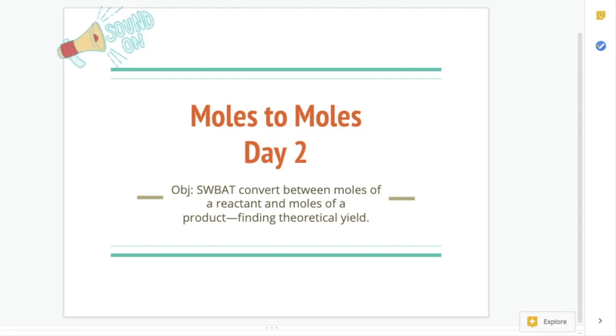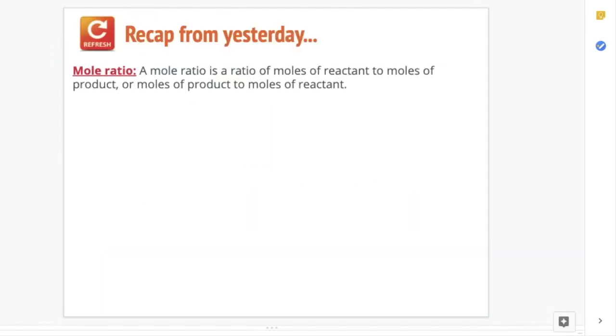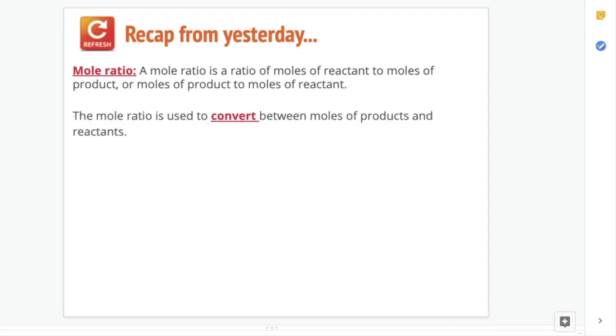By the end of today's lesson, you will be able to convert between moles of reactant and moles of a product again, but today we're gonna add on a few more steps. So let's do a quick recap of what we did yesterday. Yesterday, we learned what a mole ratio is. It is just the ratio of moles of reactant to moles of product and vice versa. We also learned that we can use this mole ratio to convert between moles of a product and moles of a reactant.